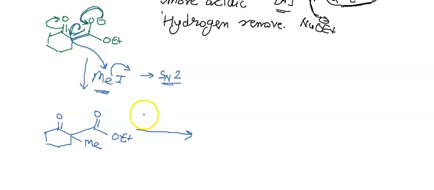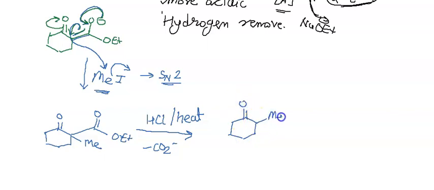And in the next step you are given HCl as well as heat, and decarboxylation is possible in the reaction. Then we can remove CO2 from here, and we will get the final product of the reaction: C double bond O, and Me will be inserted here, and this group will also be removed through decarboxylation, and this is your final product.